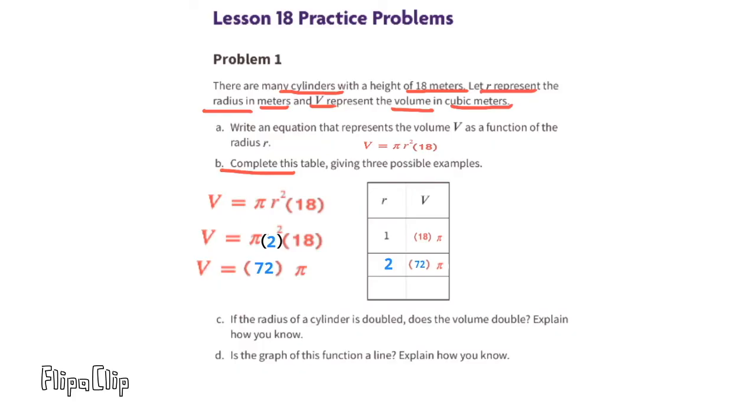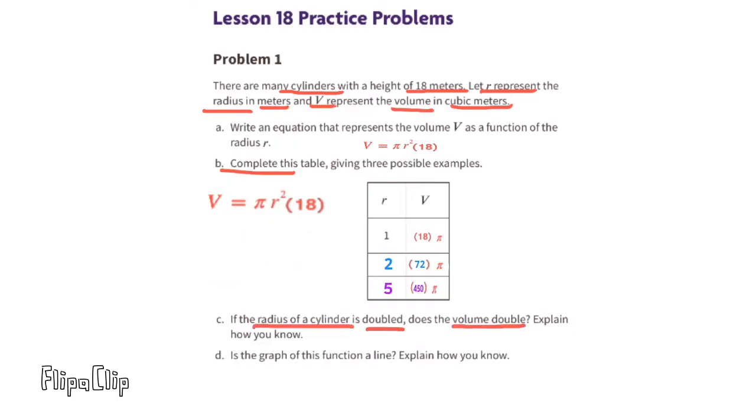For this last example, let's use a 5 as the radius. So we'll substitute the R with a 5. V equals pi times 5 squared times 18. 5 times 5 times 18 is 450. When the radius is 5, the volume is 450 pi.